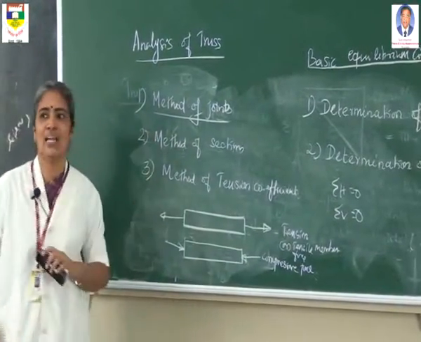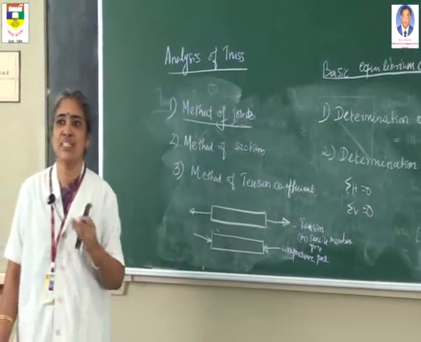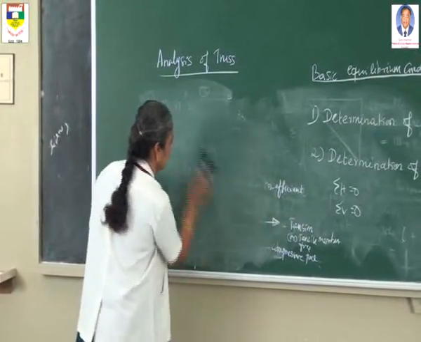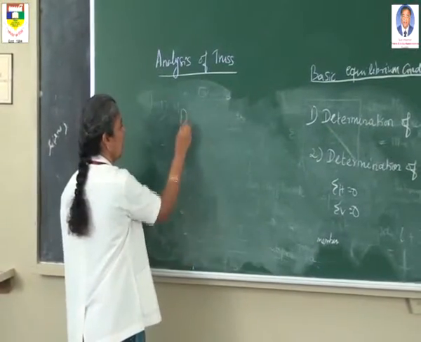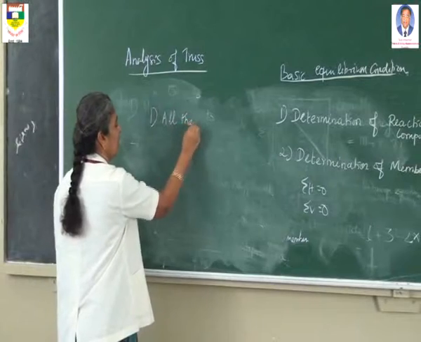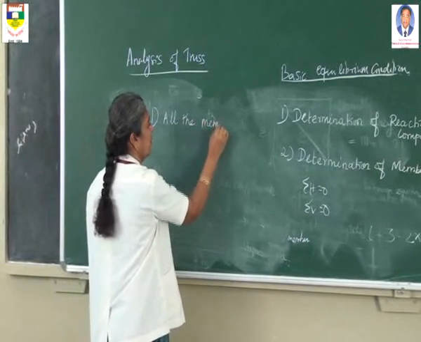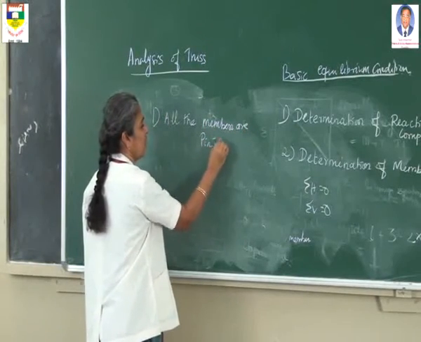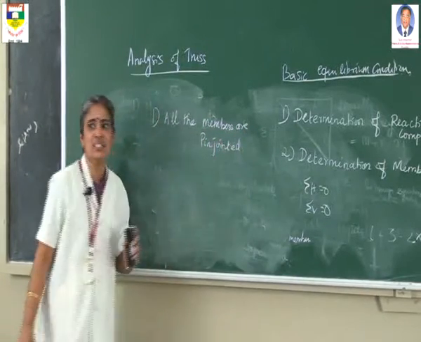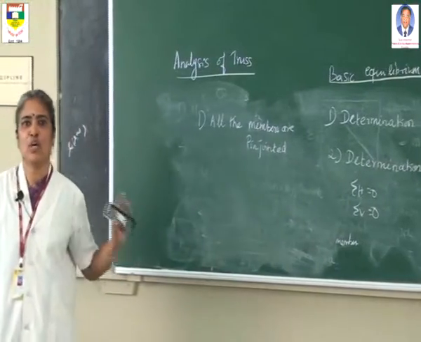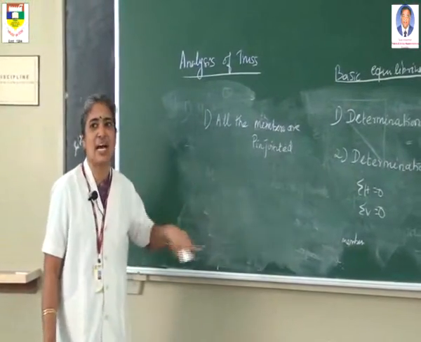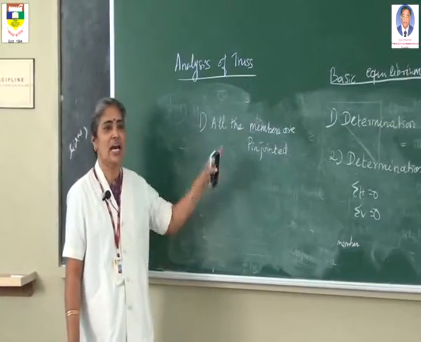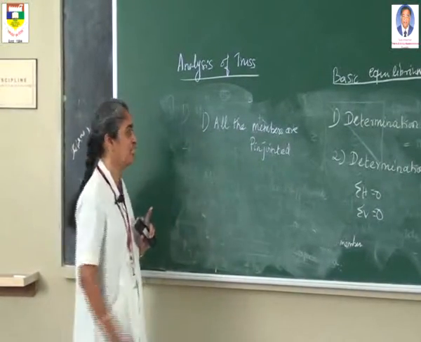Before going into the analysis, we have to make some assumptions. The first assumption is that all the members are pin jointed. That I have already explained. Pin jointed means moment is equal to 0, the rotation is released, and the joint can move in the horizontal direction as well as the vertical direction. There is no moment. So all the members are pin jointed.